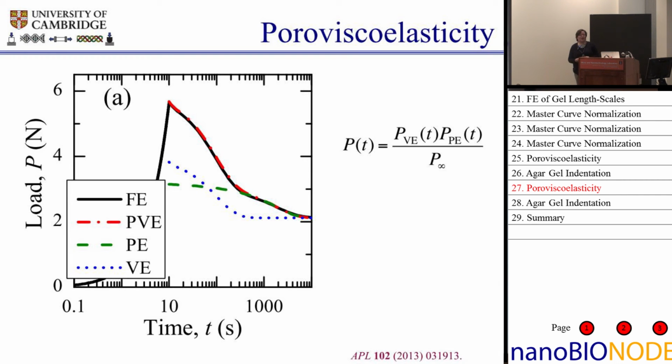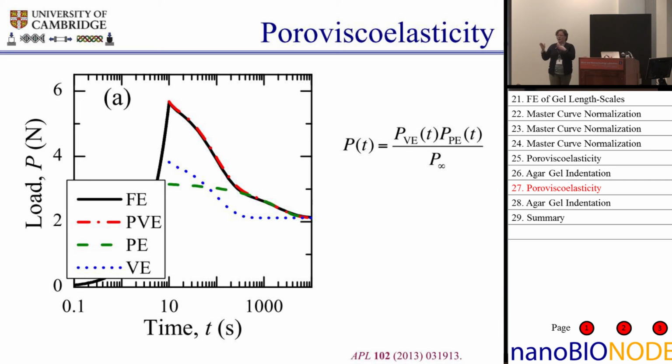I don't have time to go into why we think that is, but I've just plotted there the full poroviscoelastic solution, a simulation for a poroelastic and a viscoelastic independently, and then their product, which agrees with the finite element as per the expression on the right. So what you can see from these data is that in this particular set of simulations, which were meant to match up with our experiments, the viscoelastic relaxation was the faster relaxation, and the longer term relaxation was the poroelastic.